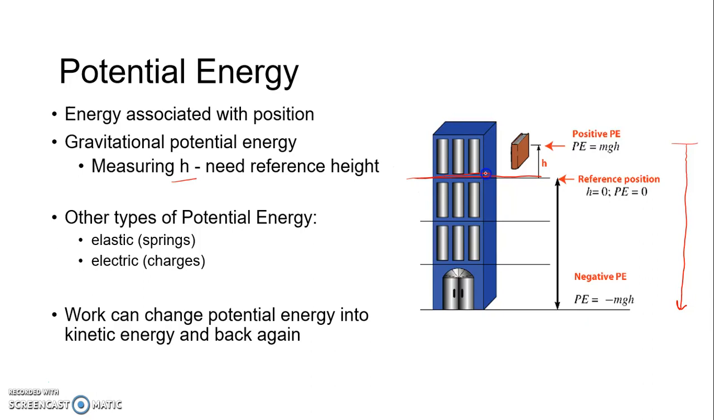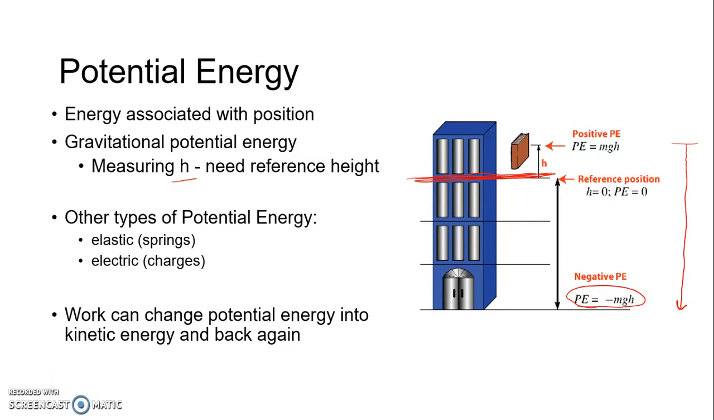Now, let's go back to this idea that this level here is our reference height. What if the book were to fall all the way down to the ground, but we kept this as our reference height? Well, in that case, our potential energy would become negative because we are now below the reference height.